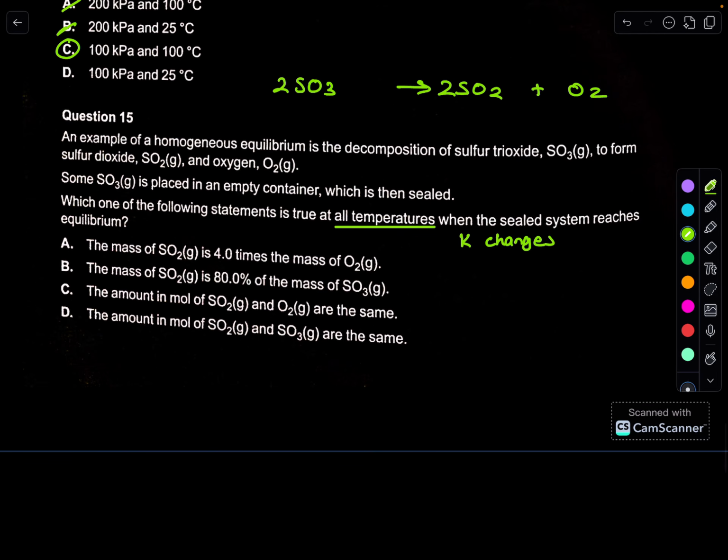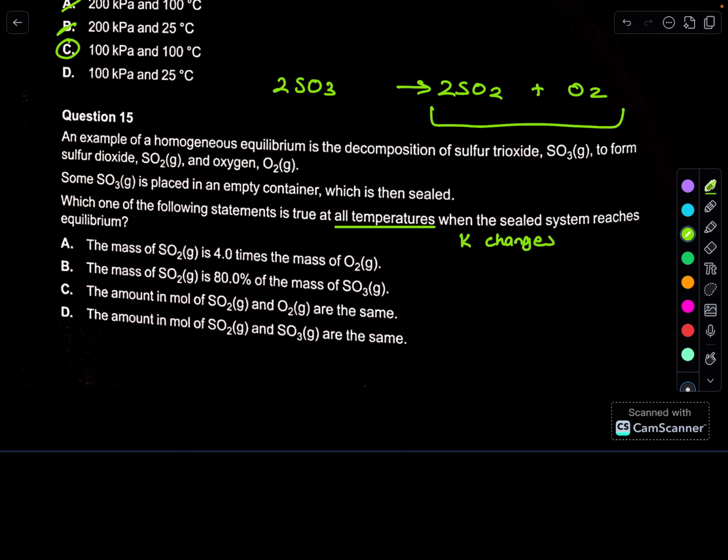So let's have a look at the first one. The mass of SO2 gas is 4 times the mass of oxygen gas. Now be careful with this. Because we know the K value changes because of the temperature. You remember the K value represents the extent of a reaction, so how much of the reactants get converted into the products.